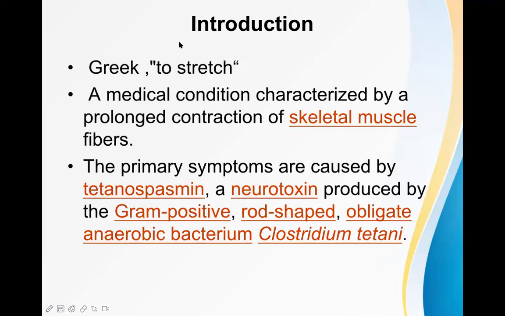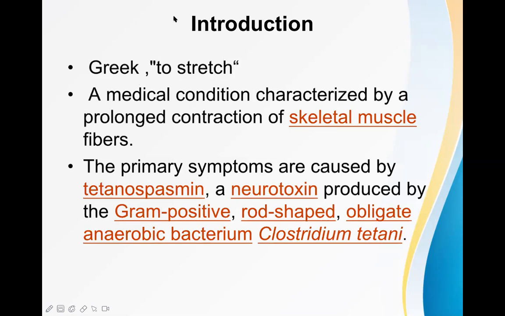The meaning of tetanus, it is a Greek word. The meaning is to stretch, because this is a medical condition where there is prolonged contraction of skeletal muscles all over the body. This is caused by one of the toxins which is produced by Clostridium tetani, that is tetanospasmin. Tetanospasmin, this is the toxin which is responsible.